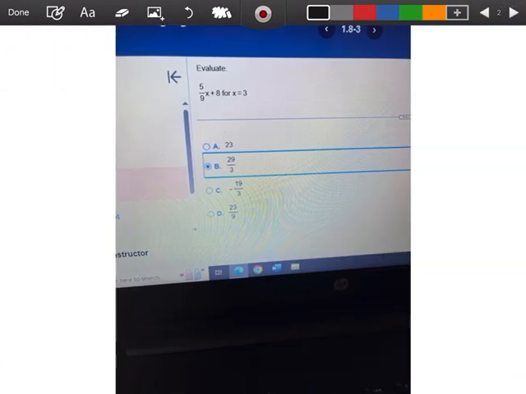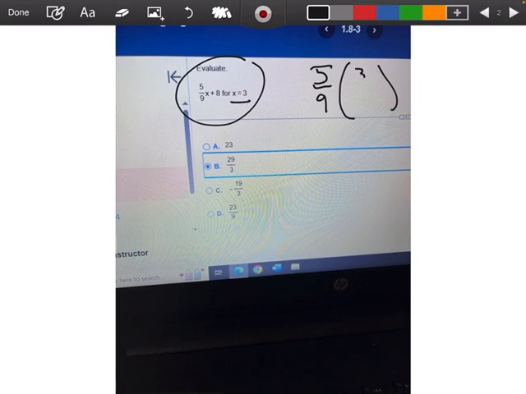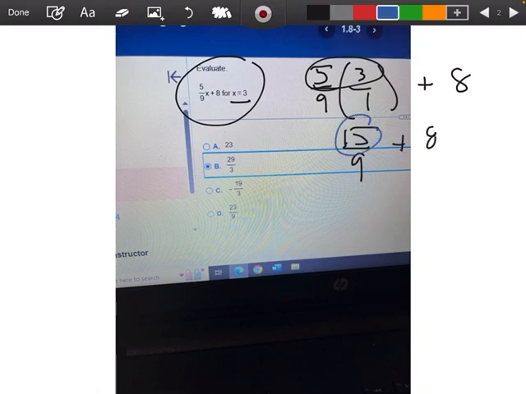Okay, another question that one of our classmates asked is, how do I evaluate something like this? Let's go like this. We're going to go 5 over 9. My number x that I'm plugging in is 3. I'm going to write that as 3 over 1, plus the number 8. When I multiply straight across, that's 15 over 9 plus 8. Now, we can reduce these numbers by dividing them both by 3. That's going to be 5 over 3 plus 8.